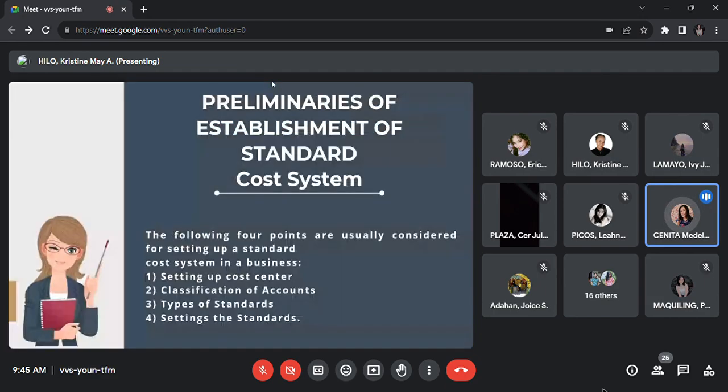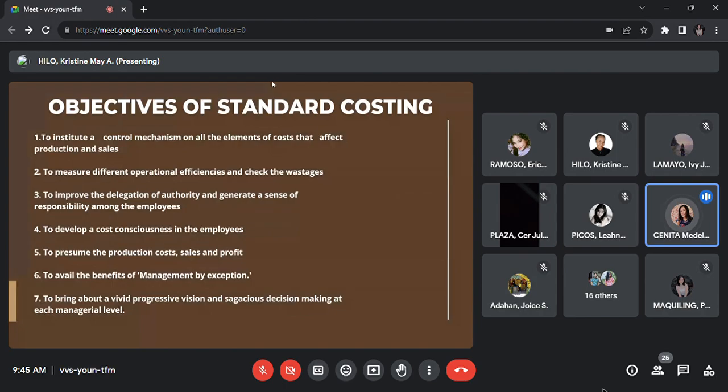Good morning, everyone. I'm Nick, reporter in Chapter 6, Objectives of Standard Costing. The objectives of a standard costing system: it may be used to control costs, which is achieved mainly by setting standards for each type of cost.